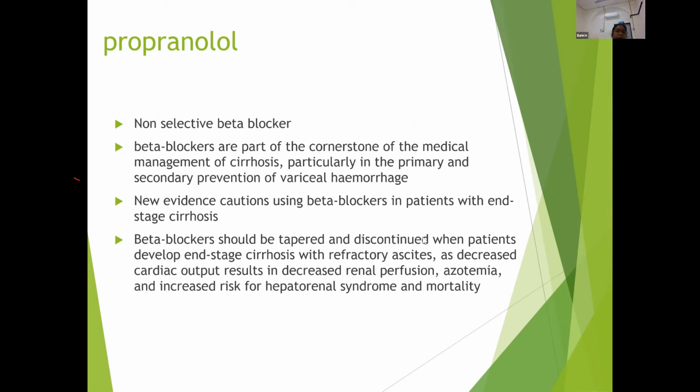So we discussed a bit on propranolol. It's a non-selective beta blocker. And beta blockers are part of the cornerstone of the medical management of cirrhosis as well, particularly in the primary and secondary prevention of variceal hemorrhage. There is new evidence that cautions using this beta blocker in patients with end-stage liver cirrhosis. So it should be tapered and discontinued when patients develop end-stage liver cirrhosis with refractory ascites, as it decreases the cardiac output, results in decreased renal perfusion, hypotension, and increases the risk of hepatorenal syndrome as well as mortality. Okay.